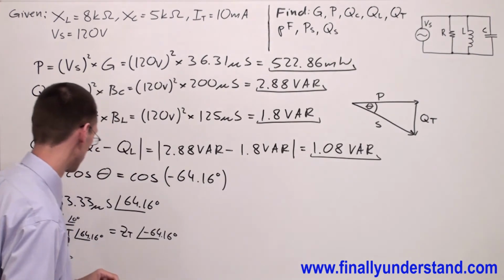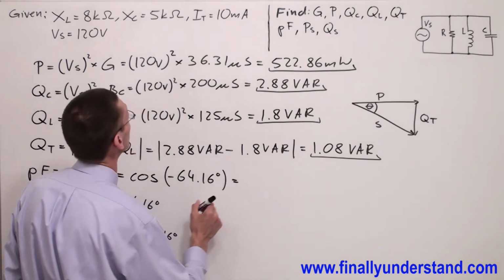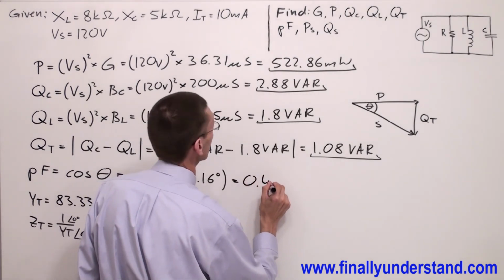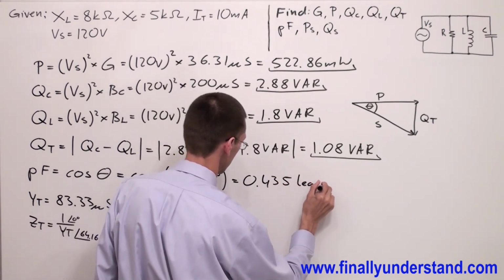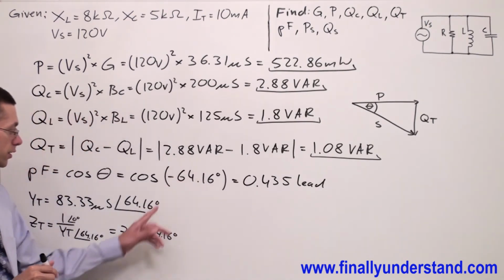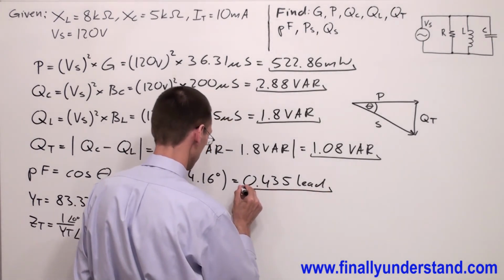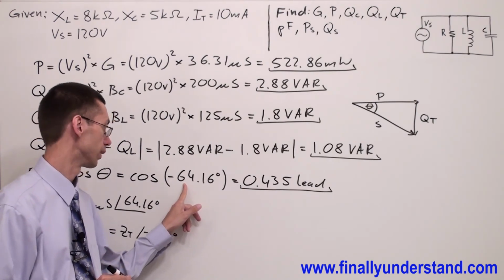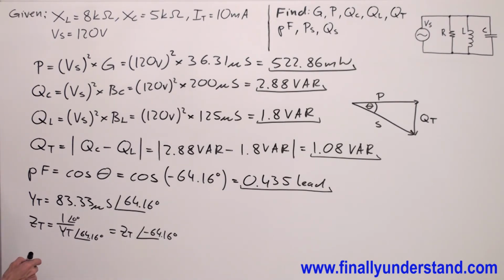Just make sure that you remember this very important formula. So this is equal to 0.435, and I'm supposed to use the word lead. Why? Because I have a negative sign next to my angle. This is telling me that the total current is going to lead the voltage source by angle 64.16 degrees.